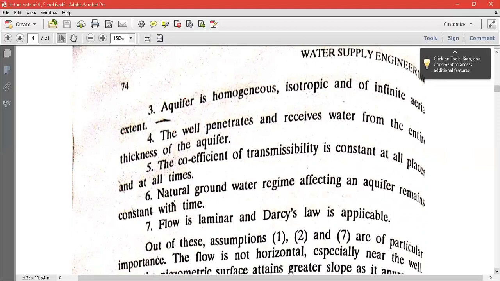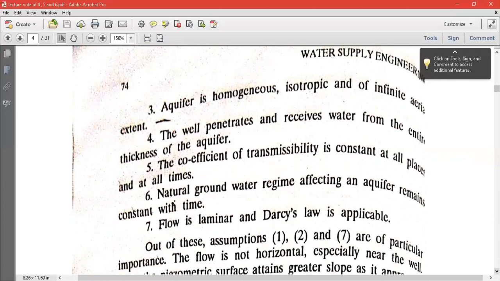The coefficient of transmissibility is constant. What is the coefficient of transmissibility? If you multiply the permeability by the thickness of the layer of the soil, then you arrive at transmissibility. So transmissibility is nothing but the coefficient of permeability into the thickness of the soil, and that is constant at all places and at all times, because the coefficient of permeability we have considered is not varying, it is constant.